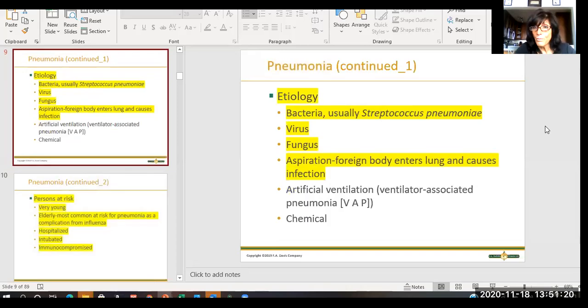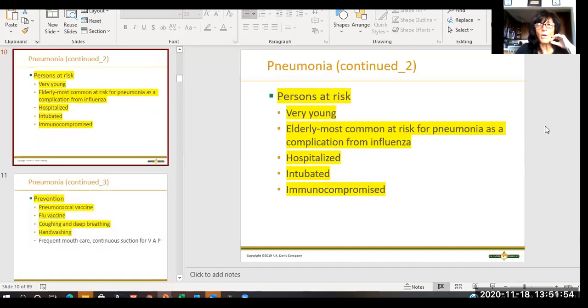So bacterial pneumonia, Streptococcus pneumoniae is the most common, but there are others. Can be viral, can be fungal. People can get aspiration pneumonia. Somebody is eating and they've had a stroke and they have difficulty swallowing, and instead of the food or the drink going down the esophagus, it goes down the trachea and gets lodged in a lung. That foreign body gets infected in the lung, and then they have pneumonia, aspiration pneumonia. There are ventilator-associated pneumonias and chemical pneumonias. I'm not going to get into those. You don't need to know.